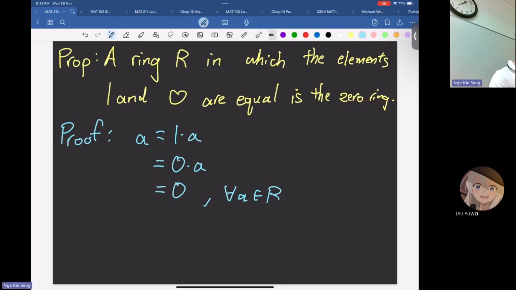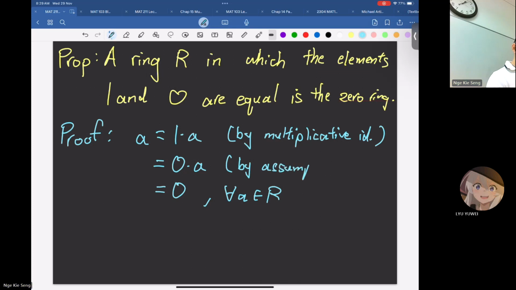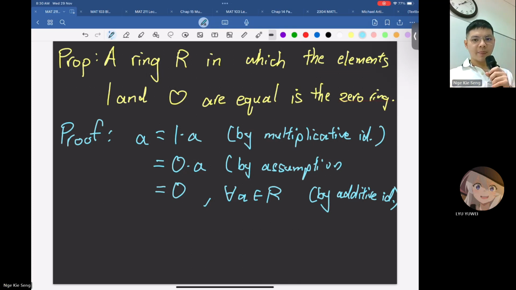Okay or not? So the first one is by multiplicative identity. Second is by assumption. Third is by the zero property. Okay. So if 1 equals 0, then your ring collapses. If it collapses, then everything in here is 0, and so it collapses to a 0 ring.